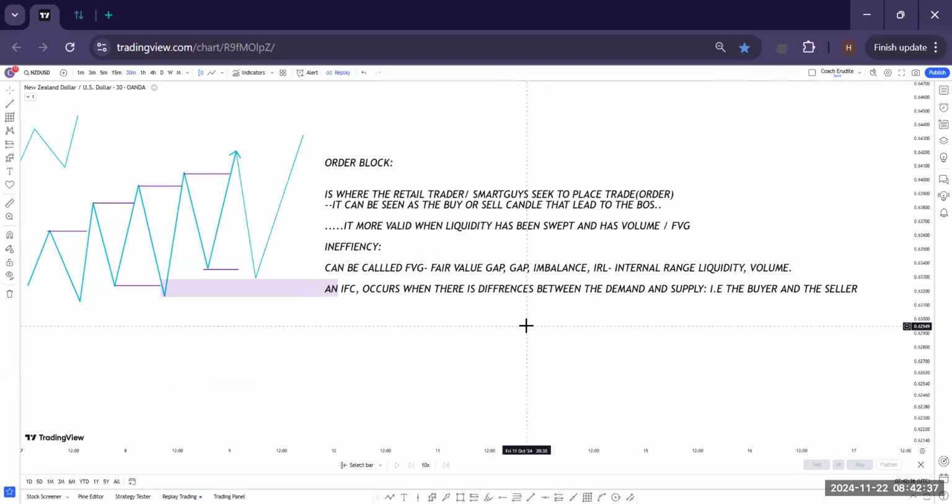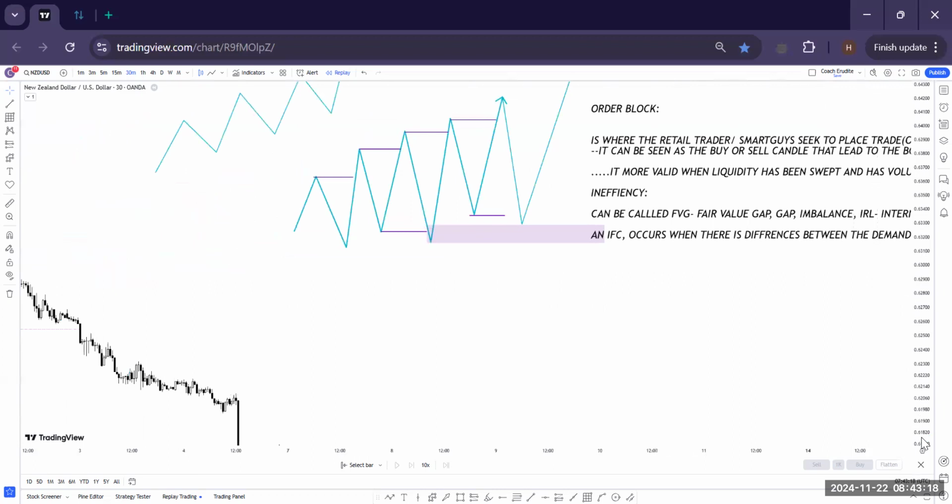So let me explain again. Inefficiency can be called fair value gap, imbalance, internal range liquidity, or volume. Anyhow you want to call it, just know what inefficiency is. And how do you define inefficiency? Inefficiency occurs when there are differences between the demand and the supply. Then we have volume. When there are differences between the buyer and the seller, we have that gap. Now, let me do an illustration. Here's a candlestick.